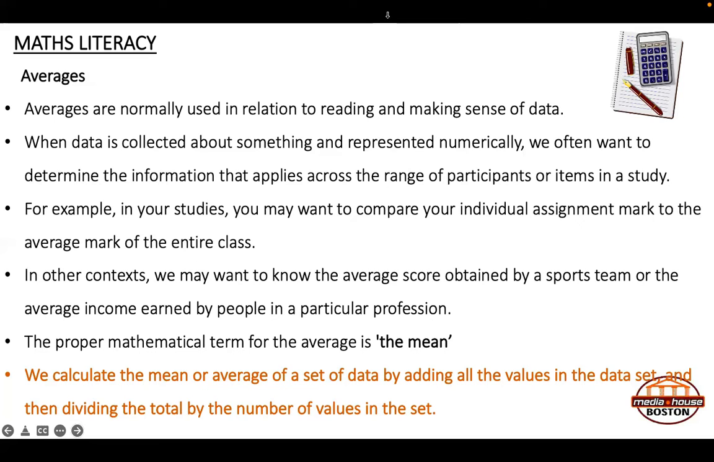So the proper mathematical term for the average is called the mean. When we calculate any average, we say we are calculating the mean. We calculate the mean or average of a set of data by adding all the values in the data set and then dividing the total by the number of values in the data set. We're going to do the calculation now, but does anyone have any questions in the meantime?